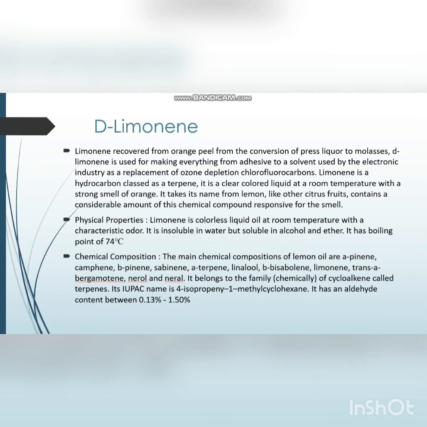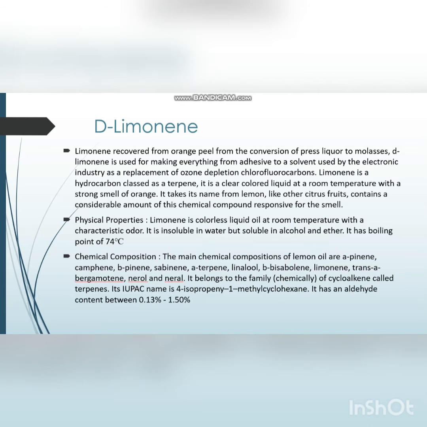It is a clear colorless liquid at room temperature with a strong smell of orange. It takes its name from lemon. Like other citrus fruits, it contains a considerable amount of this chemical compound responsible for the smell.